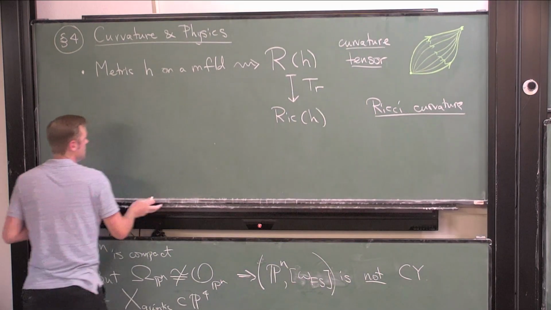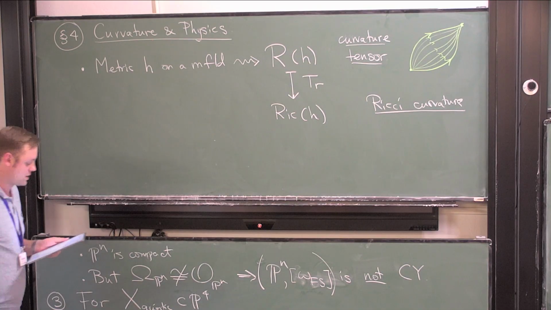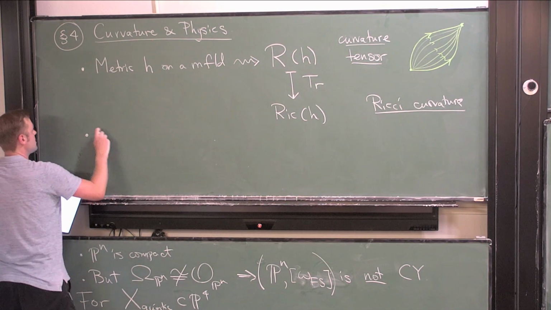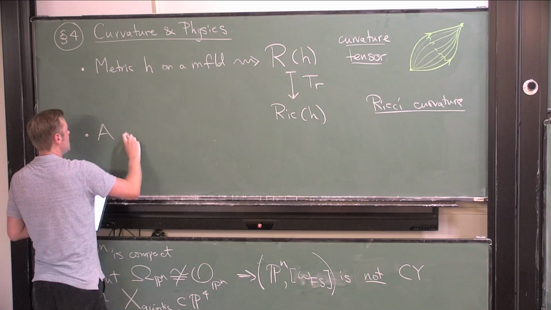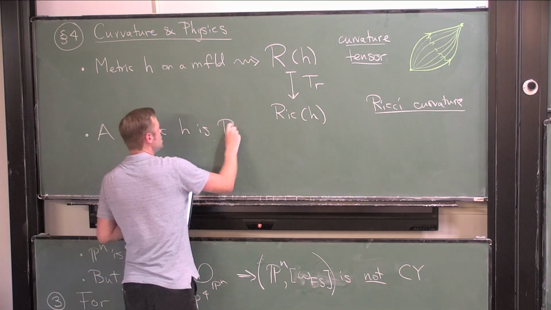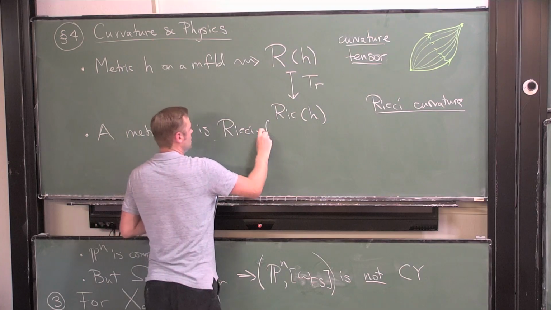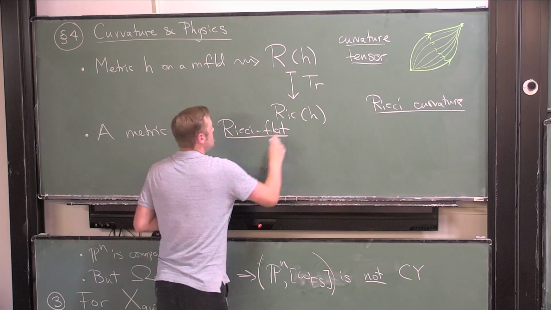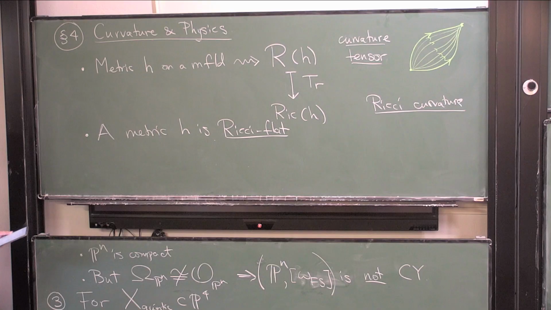And the reason the Ricci curvature is so important, let me first give you a definition. So a metric H is called Ricci flat if its Ricci curvature is 0.